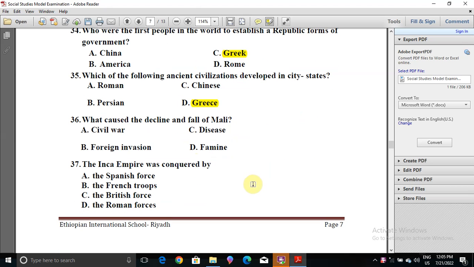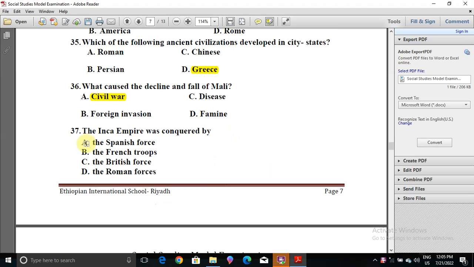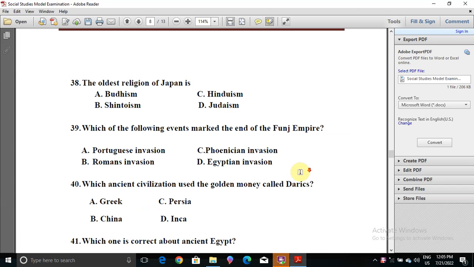Now in question number 36, what caused the decline and fall of Mali? Civil war? Yes. Now question number 37, the Inca Empire was conquered by the Spanish force. It's written in the textbook of grade 8. Now in question number 38, the oldest religion of Japan is what? It is Shintoism.